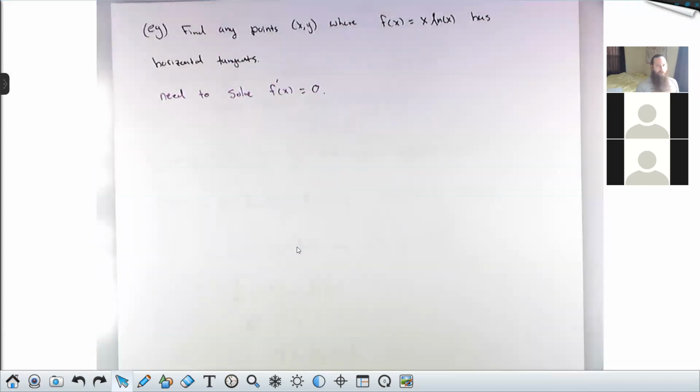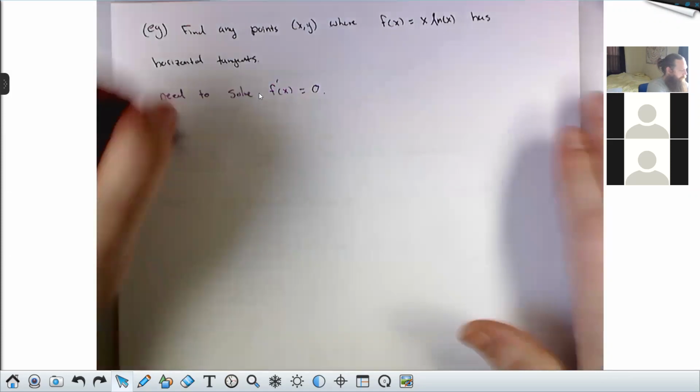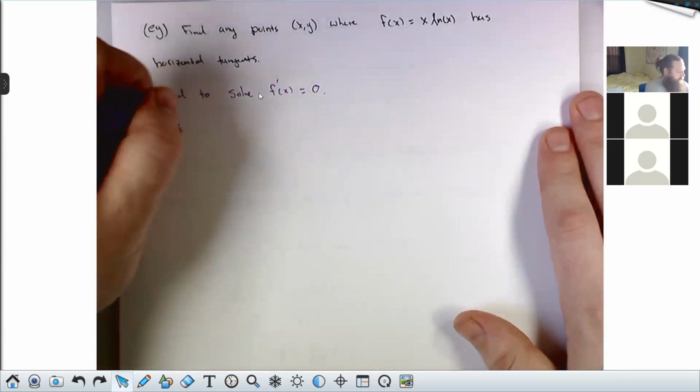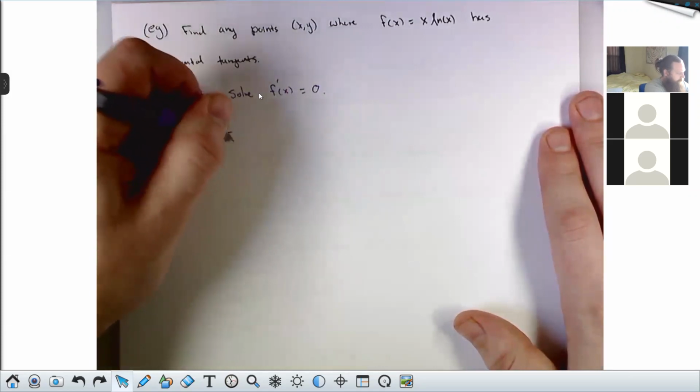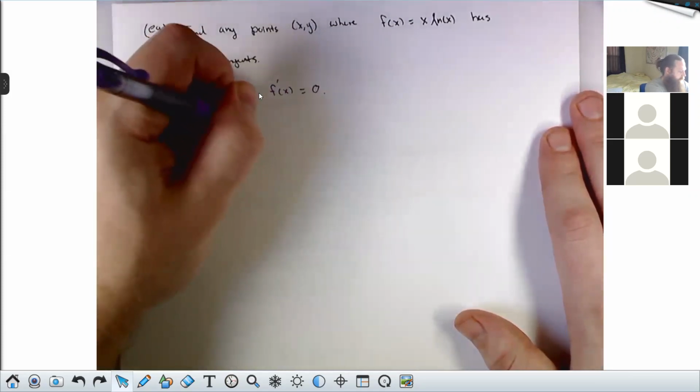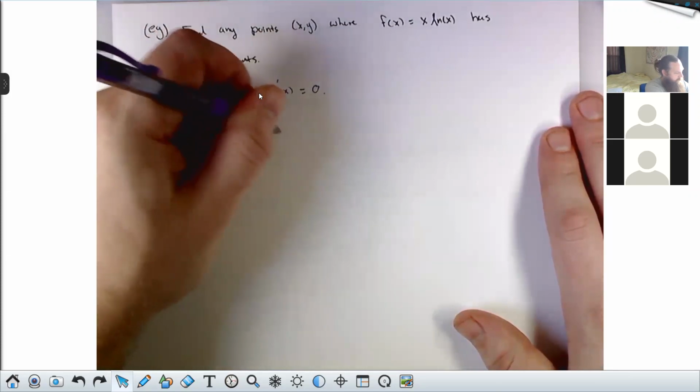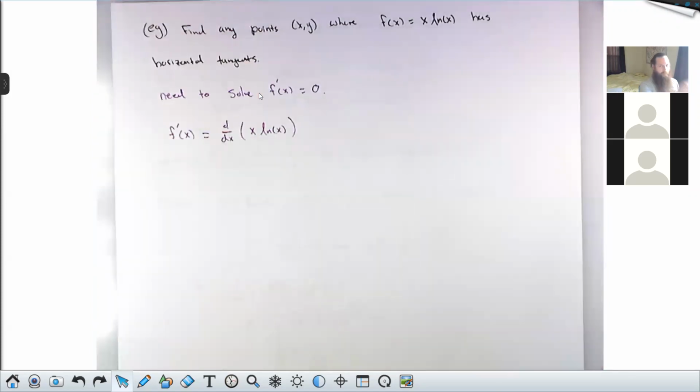All right, I'm going to try to find all the x values where the derivative is equal to 0, because the derivative is the slope of the tangent line, and I'm looking for horizontal tangent lines. Those are lines where the slope is 0. So in order to solve that equation, I need to know what f prime of x is. Well, it's d dx of x ln x.